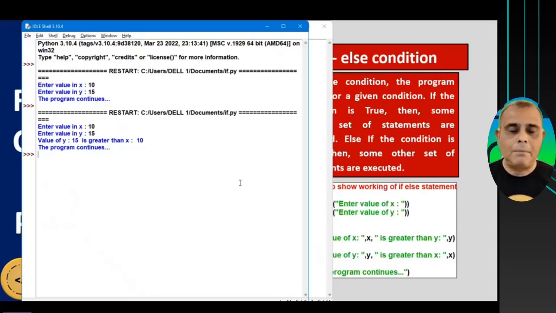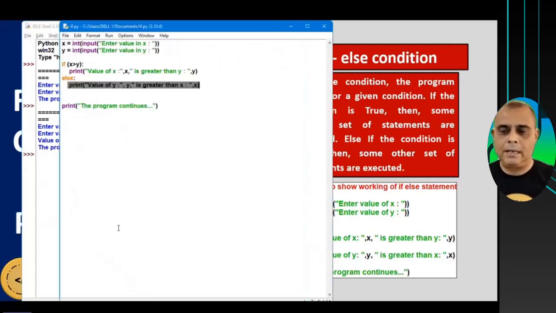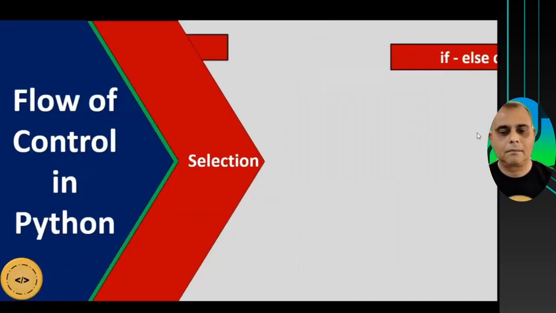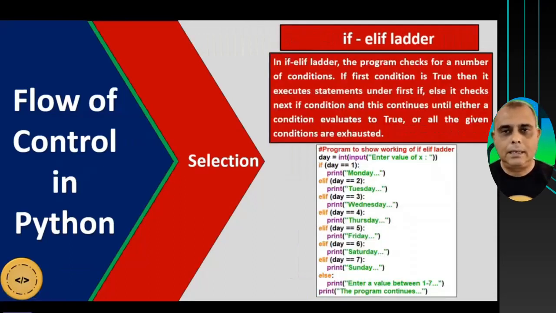What will happen if both of the values are equal? We can handle this situation in our next category of selection statements. The next selection statement is the if elif ladder. In the if elif ladder, we can handle multiple conditions in a program. We'll use the if elif ladder. Let's learn programmatically how it can be implemented or used.